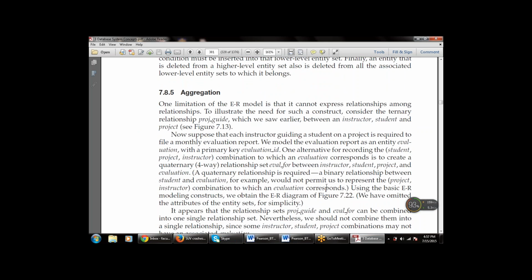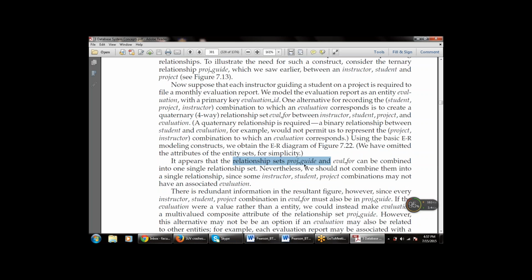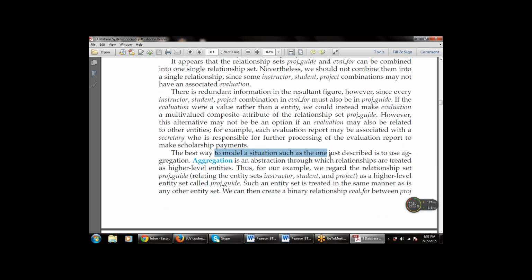Now next is the aggregation. One of the limitations of the ER model is that we cannot express the relationship among the relationships. To illustrate the need for such a construct, consider the ternary relationship project guide that we have discussed. Suppose that the instructor who guides a project is required to file a monthly evaluation. It appears that the relationship sets project guide and evaluation for can be combined into one single relationship set. The best way to model such a situation is to use an aggregation.